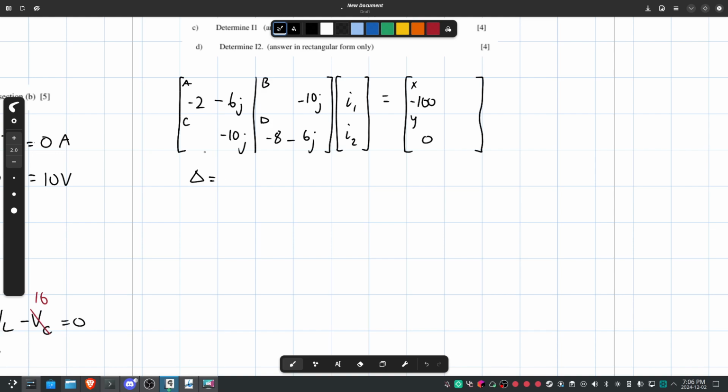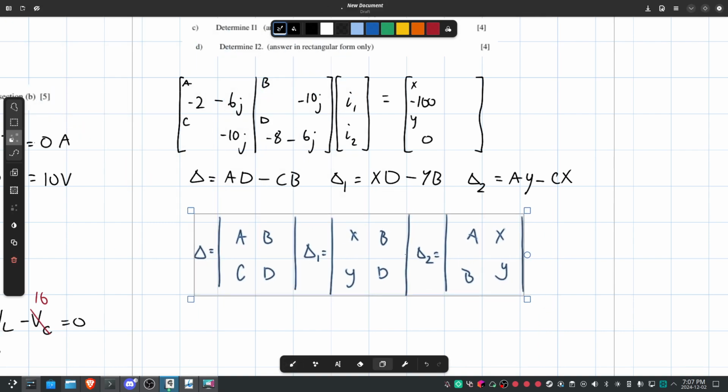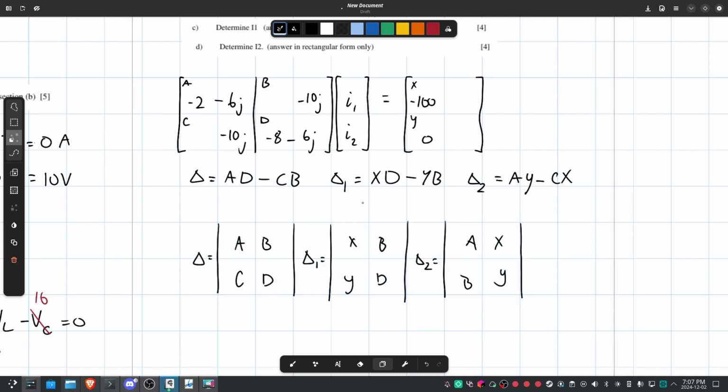Anyway, you should all know how to do this. The determinant is AD minus CB. Delta 1 is going to be XD minus YB. And delta 2 is going to be AY minus CX. Everyone knows how that's happening, right? I'm way too lazy to draw it out, so I am just going to copy my own work from earlier. There you go. It's a determinant of that.